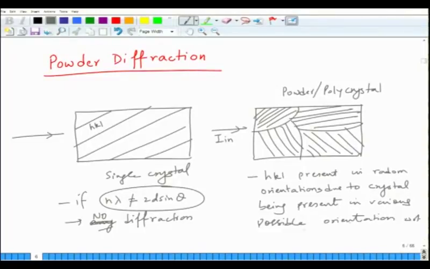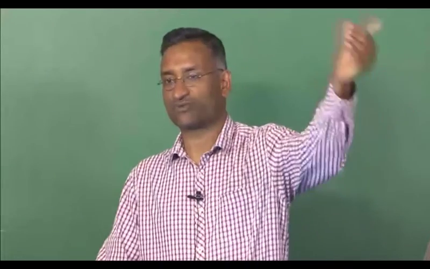With respect to the incident beam, as a result, you will always have some set of planes which will satisfy Bragg's law. So, one HKL will diffract. So, all the HKLs will diffract in this case, and all you need to do is move your detector to collect those spots.